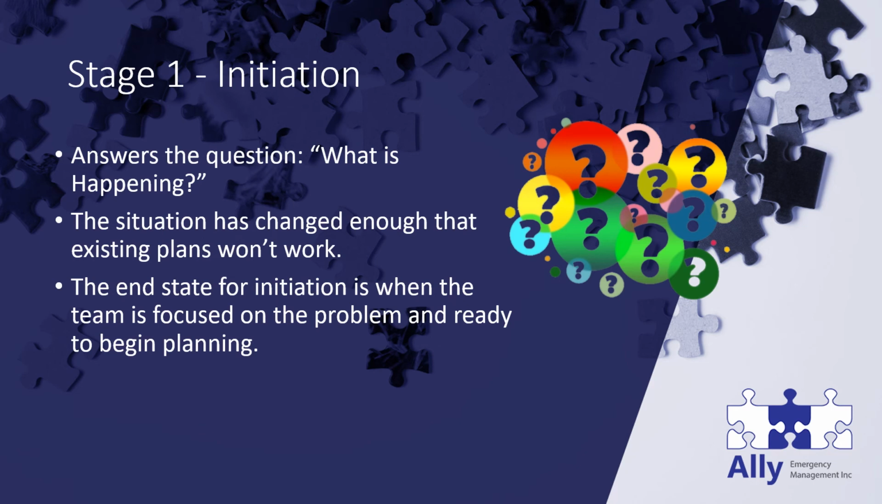For this video, we're going to take a look at stage one of the OPP, initiation. And remember from our first video, which was an overview, the initiation stage answers the question, what's happening? It's the trigger that starts the OPP. It's the alarm bell, if you will. Something's happened in your environment. The situation has changed enough that you either don't have a plan to cover it or your existing plans don't work. So you need to modify them or produce new plans.